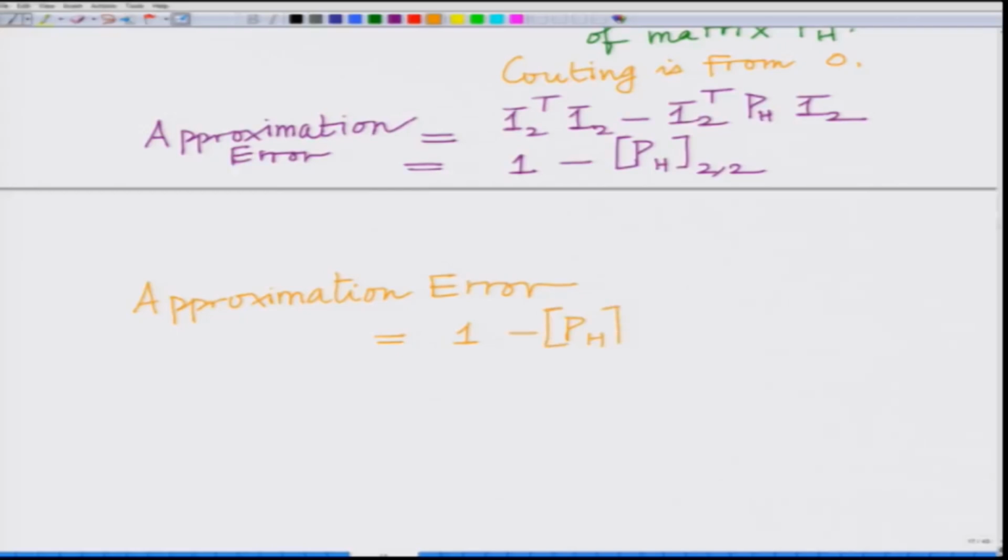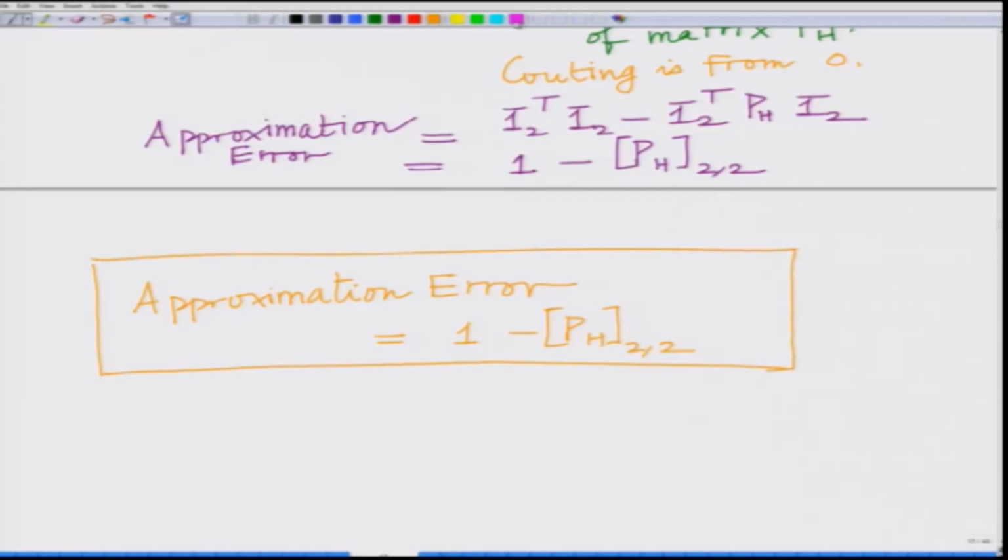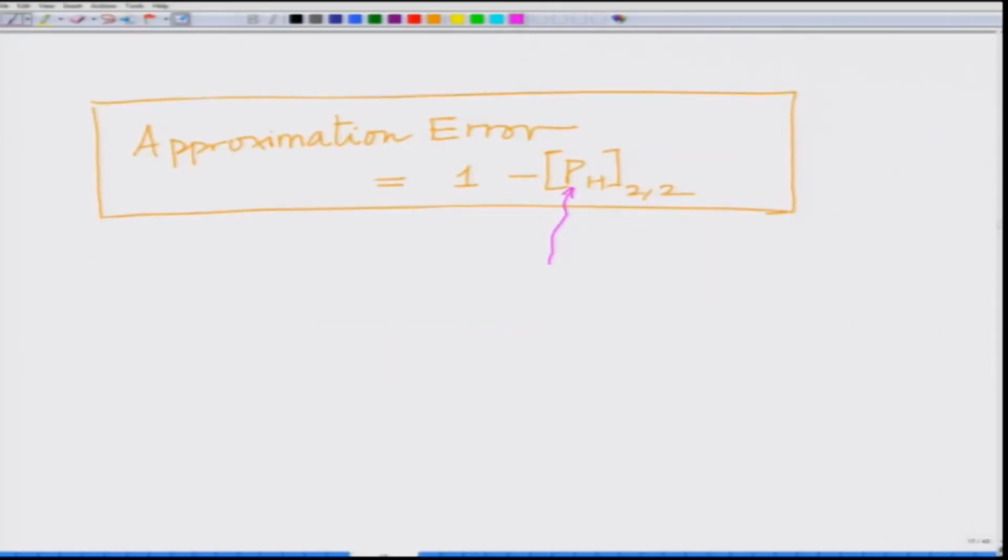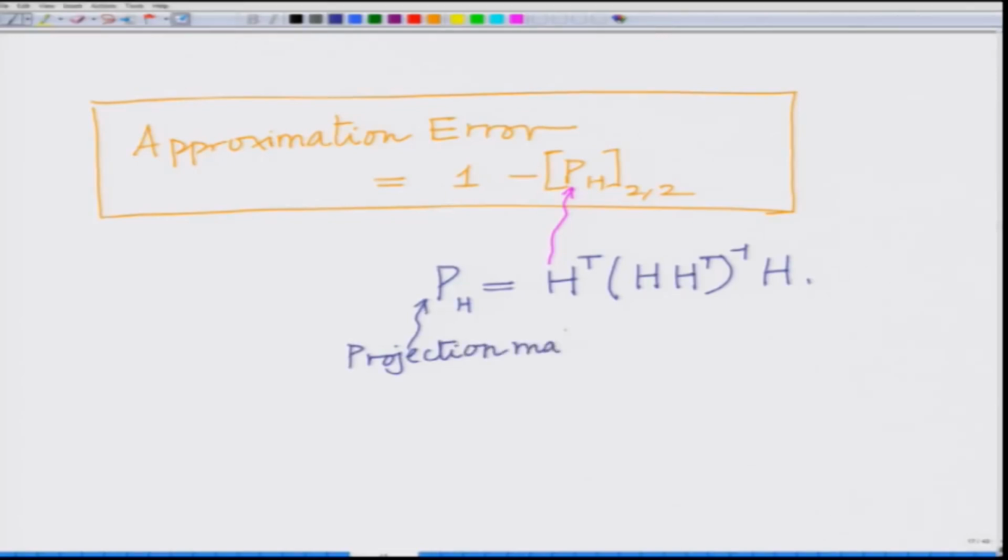is 1 minus P_H(2,2). This is the expression for the approximation error, where the matrix P_H is the projection matrix of H transpose, which is H transpose (H H transpose) inverse times H. The approximation error is 1 minus the 2 comma 2th entry, that is the entry in the second row and second column of the matrix P_H, where the counting starts from 0.